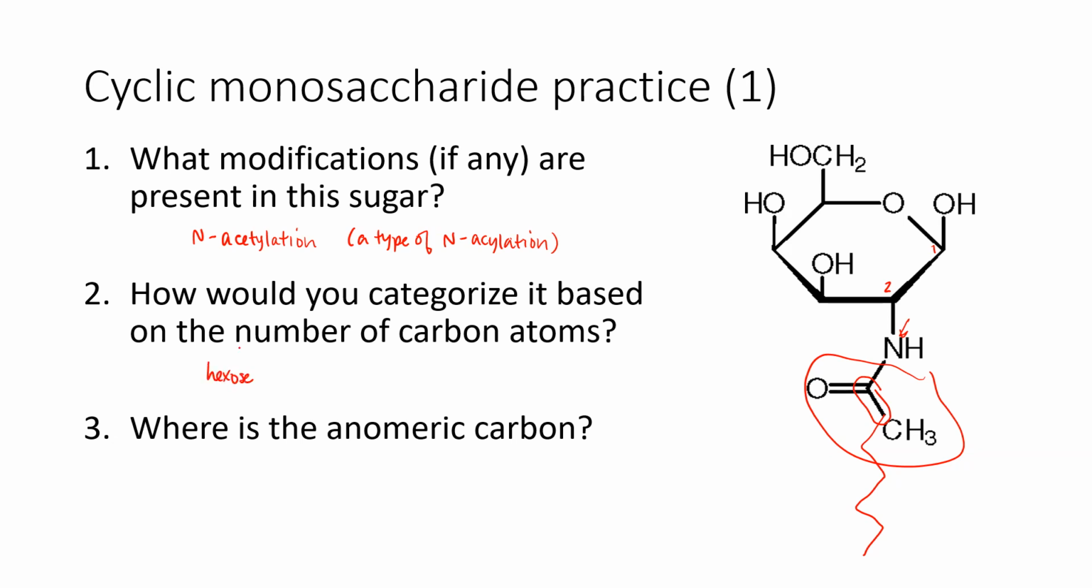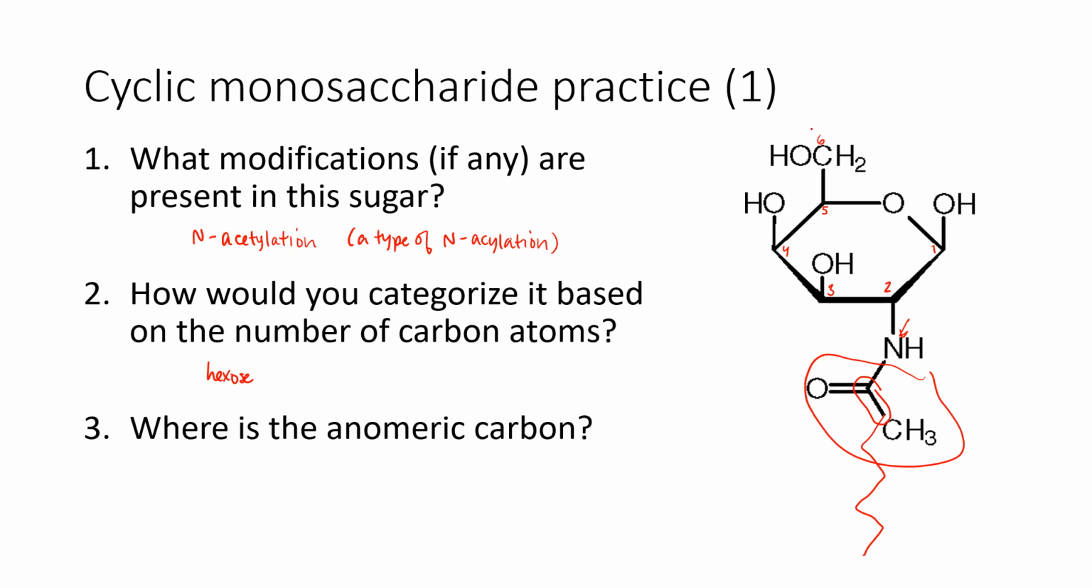I started numbering the carbons and then I stopped, but there's 1, 2, 3, 4, 5, and 6 carbons. So it is a hexose, even though not all the carbons are participating in the ring. It has 6 carbons, so it's a hexose. It also happens to be a 6-membered ring, but not all those carbons are in the ring. Let's talk more about number 3.